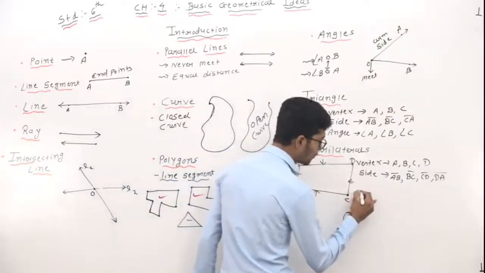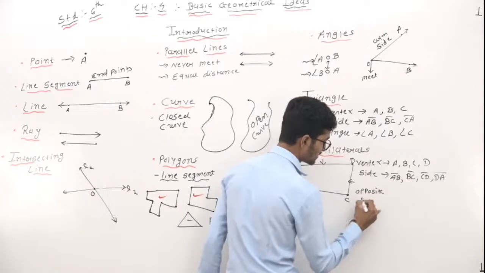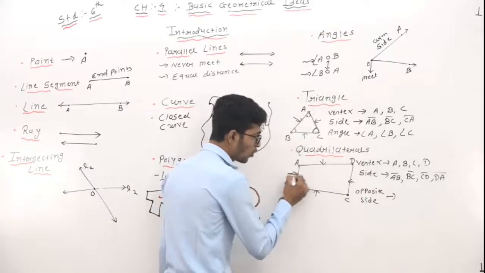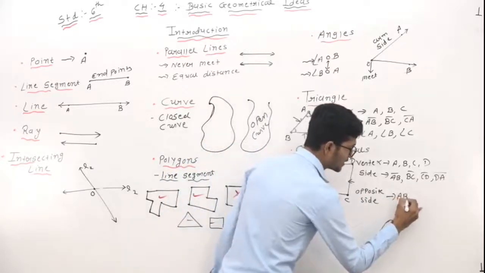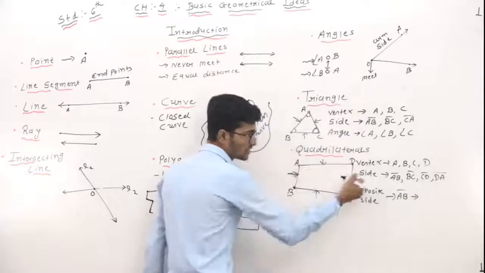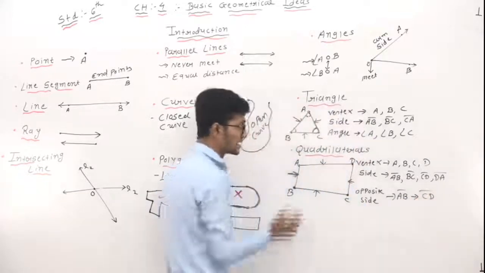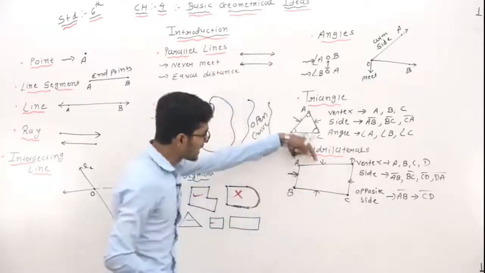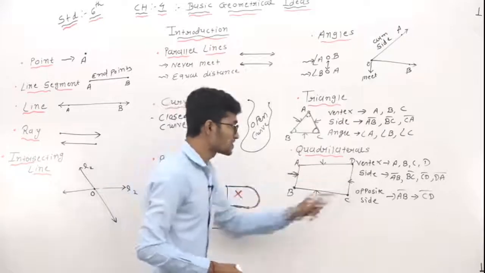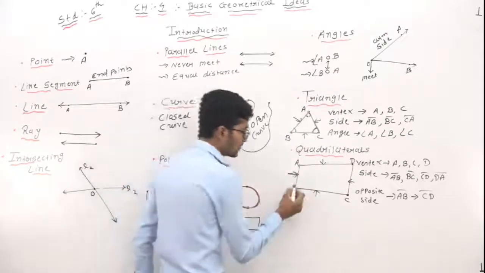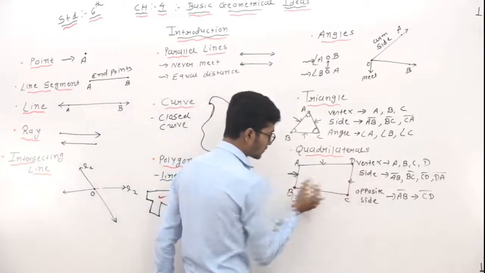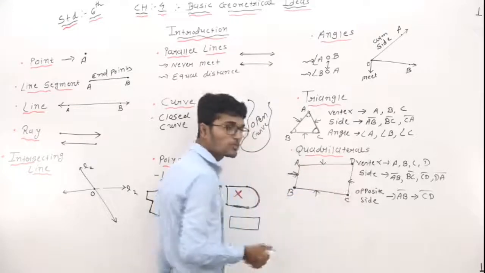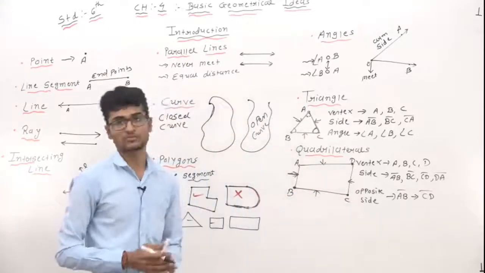Then after that, the opposite sides. What is the opposite side? Suppose AB is given. AB's opposite side is which side? AB's opposite side is CD. So it is called the opposite side. Same for AD: which is its opposite side? BC. AD's opposite side is BC. So AD and BC are opposite sides, AB and CD are opposite sides. Same, B and D are opposite vertices. A and C are also opposite vertices. So these are the opposite sides and opposite vertices.